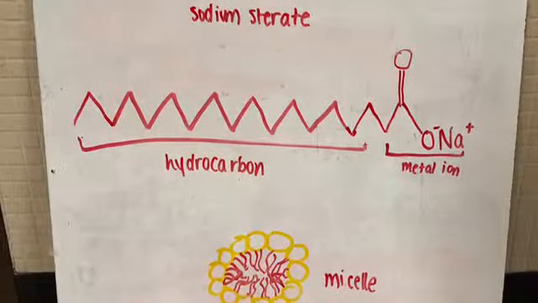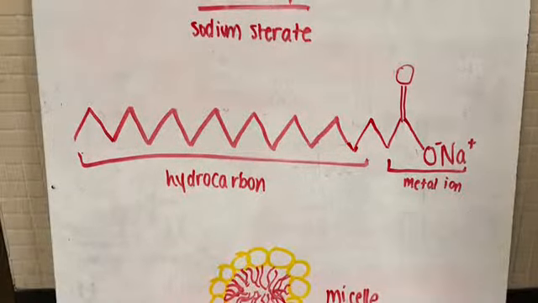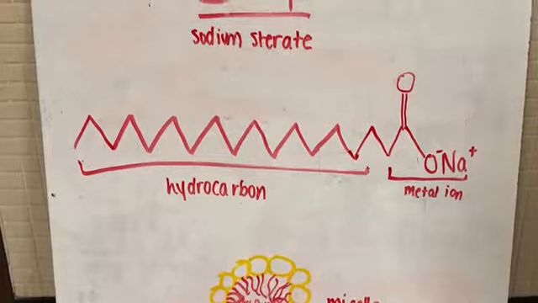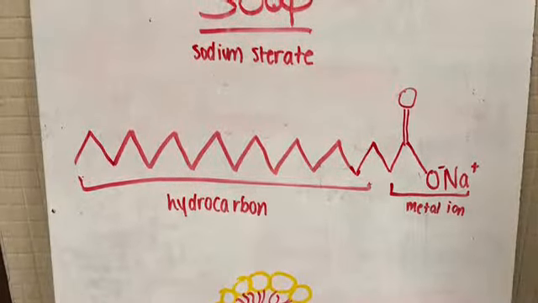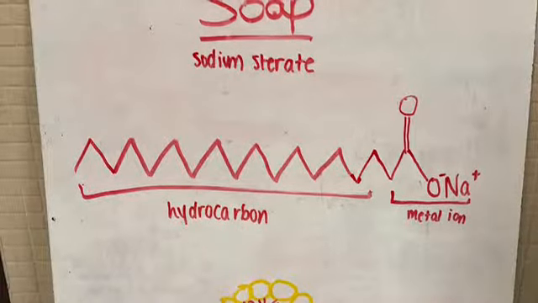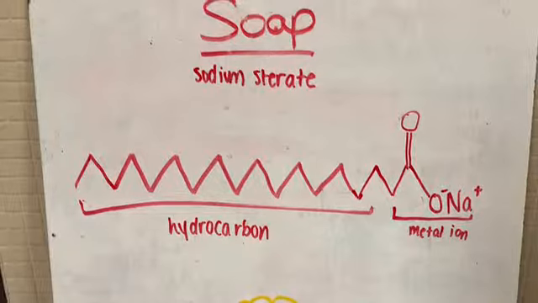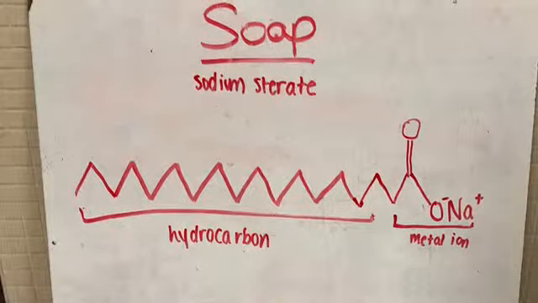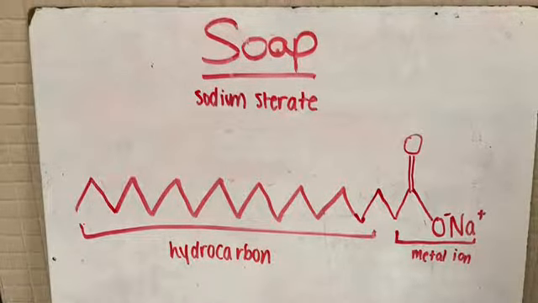Soap, or sodium stearate, is made up of a hydrocarbon chain with a metal ion part. The metal ion part mixes with polar molecules like water, while the hydrocarbon chain mixes with nonpolar molecules like oil. When soap is used, micelles are formed. They have hydrophobic heads and hydrophilic tails. Oil is caught in the middle of the molecule, and all the micelles are washed off with water.